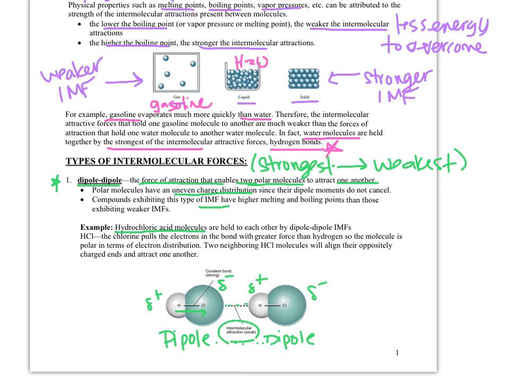So if something has dipole-dipole, we tend to think it's going to have higher melting points, boiling points. At the same temperature, it's more likely to be a liquid or a solid. Doesn't mean it can't be a gas, though.